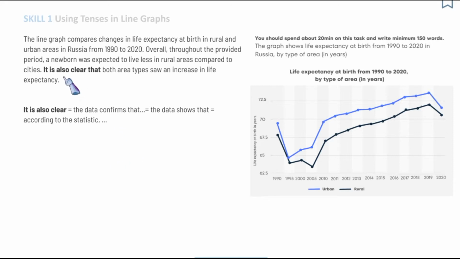In my introduction, I have used this little phrase over here. It is also clear that this is a nice transition phrase, and sometimes you need them in your report. And you can also use alternatives like the data confirms that, or the data shows that, or according to the statistic.